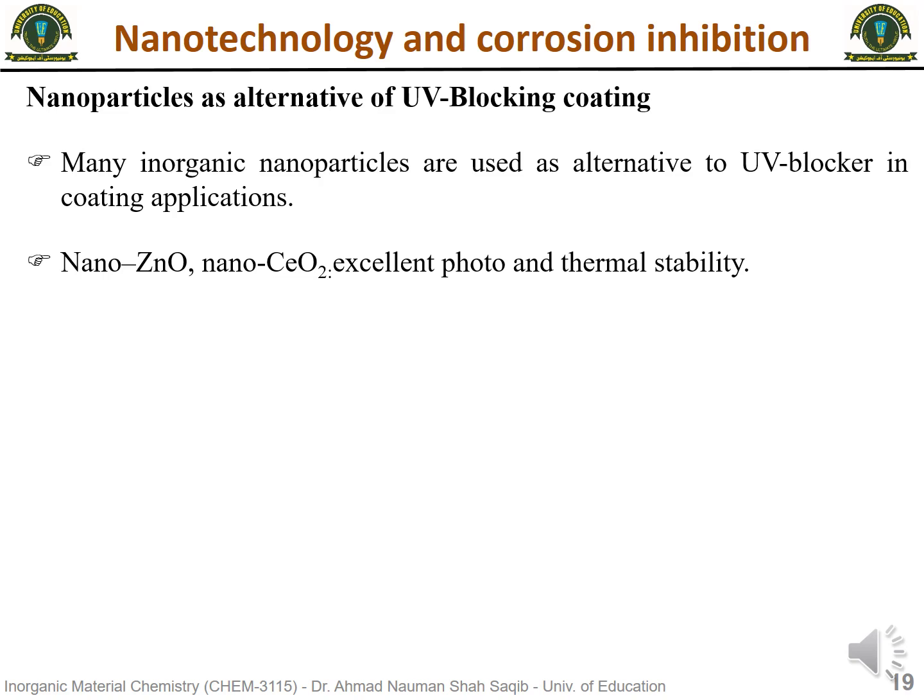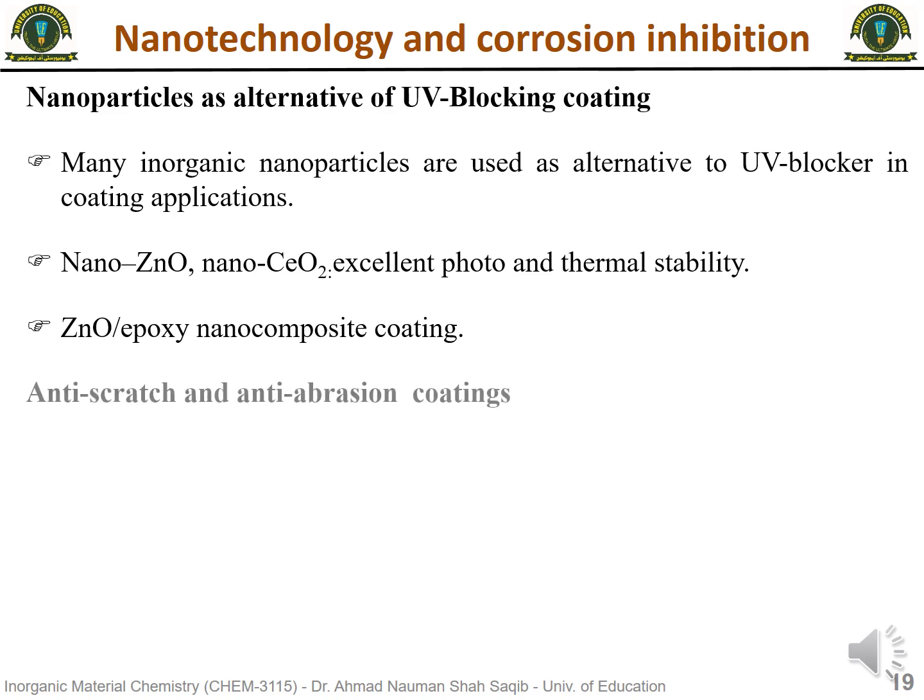So if we use them, they enhance the stability of the coating against UV light. Similarly, we can use some composite of zinc oxide and epoxy, and use it as a coating on the metal surface. They are also very effective in scenarios where there is a lot of UV light. So they also protect the coating, so that the surface of the metal is not exposed, and that prevents corrosion.